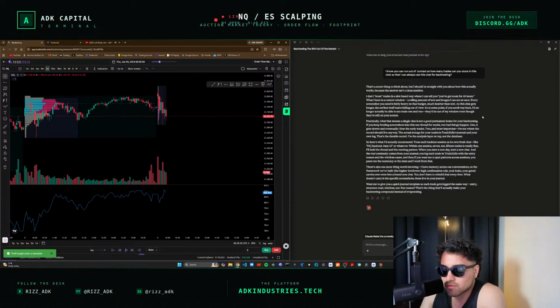I should be straight up with you about how this actually works, because the answer isn't a clear number. I don't track trades in a slot-based way where I can tell you it's 40 more. The chart images are really heavy on the budget, much heavier than text. As the chat gets longer, the earlier stuff starts falling out of view. So at some point, if you scroll way back, I'll no longer actually be able to see trade 1 and 2. They'll be out of my window even though they're still on the screen. Practically, that means a single chat is not a good permanent home for your backtesting.